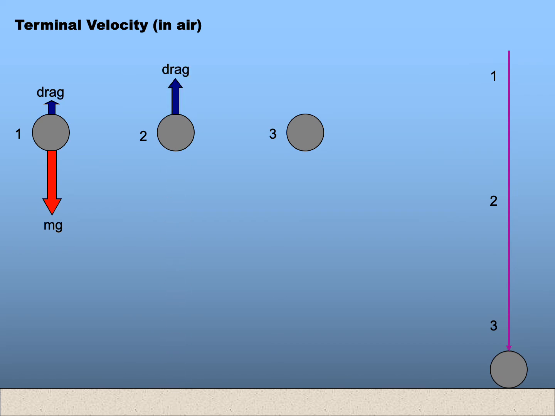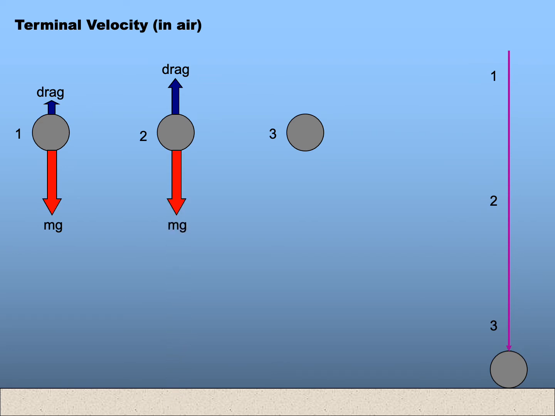At position 2, what you notice now is the body's been falling for longer, and so the drag force has increased. Experiments show that the faster you go through air, the bigger the drag force. And you may have experienced this when cycling. So the drag force has got bigger, but the weight remains the same size.